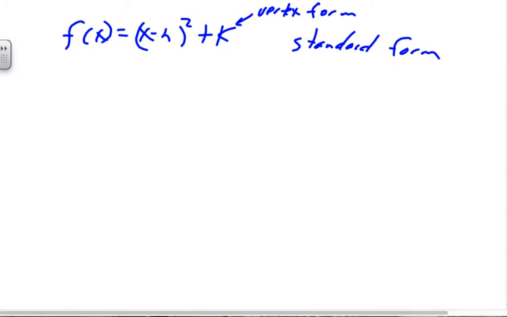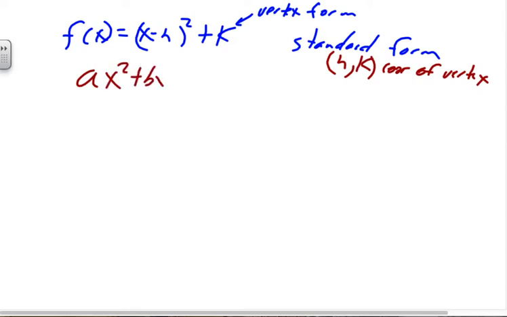All right, where h and k are the coordinates of the vertex. And then if you remember, we dealt with ax squared plus bx plus c as being standard form. Different people will call things different things. I do prefer the term vertex form for this one right here, for the top one.